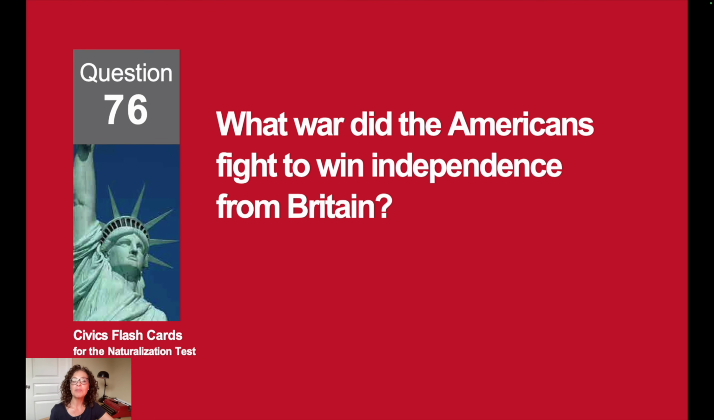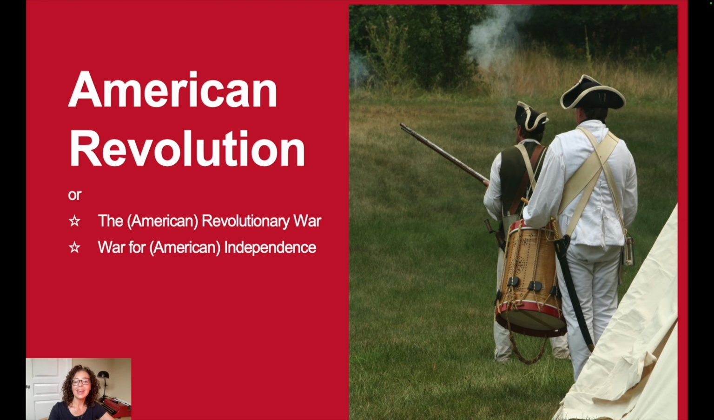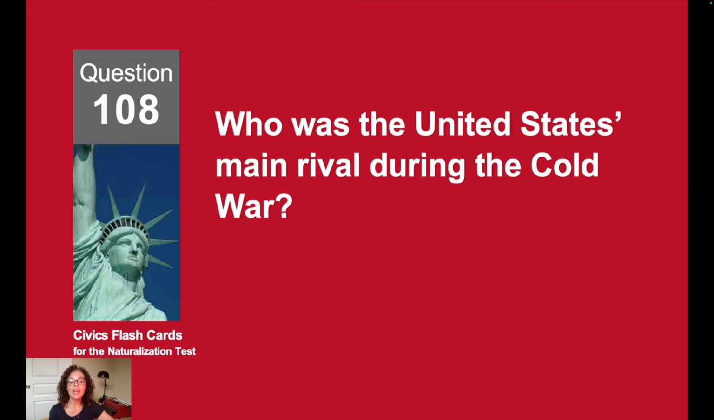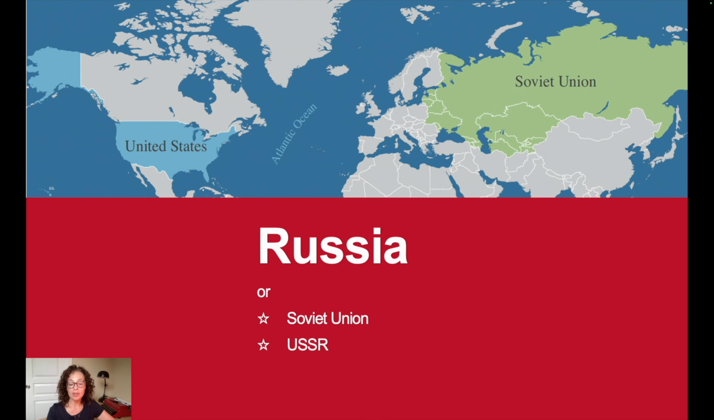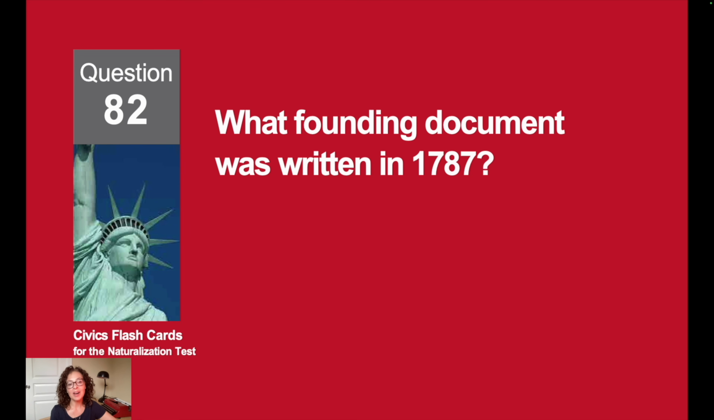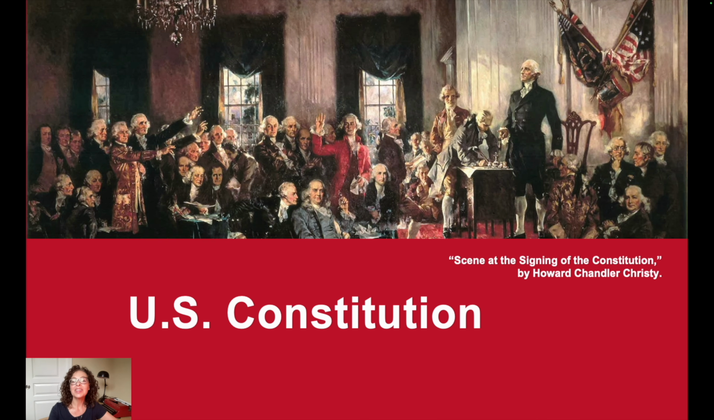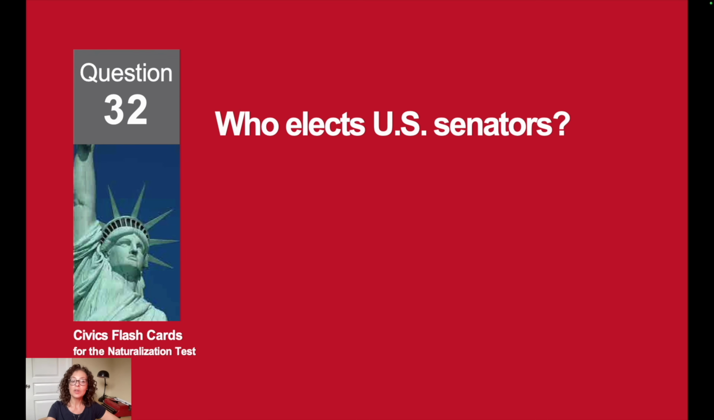What war did the Americans fight to win independence from Britain? The American Revolution. Who was the United States' main rival during the Cold War? Russia. What founding document was written in 1787? The U.S. Constitution. Who elects U.S. senators?